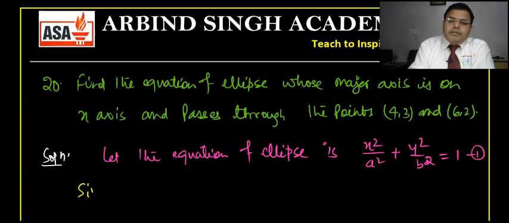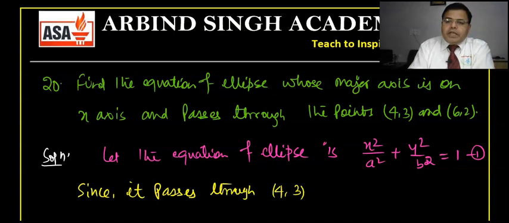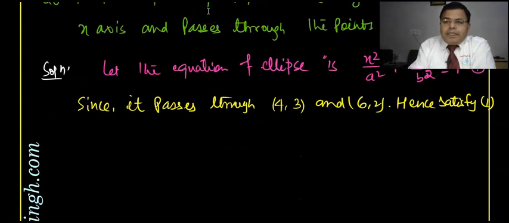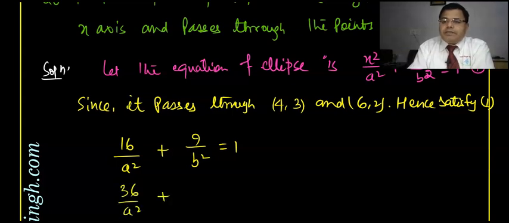Since it passes through the points 4, 3 and 6, 2, hence they satisfy this equation. And therefore, in place of x, if we put 4, then 16 by a square plus 9 by b square is equal to 1. And for 6, 2, that is 36 by a square plus 4 by b square is equal to 1. This is the first equation and this is the second equation.